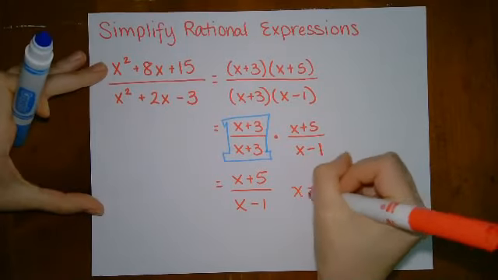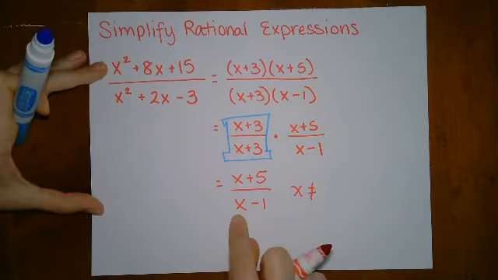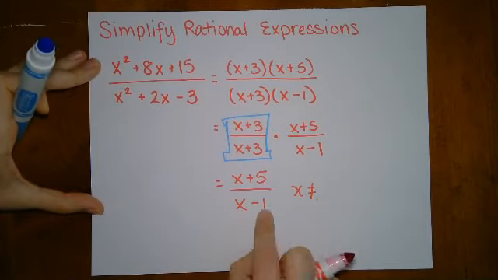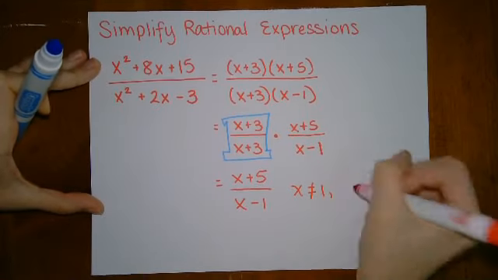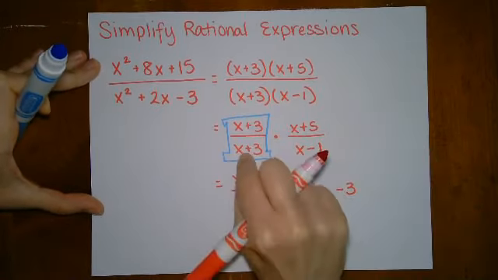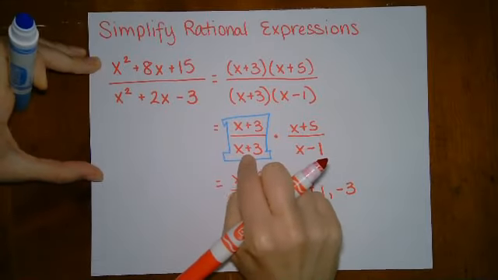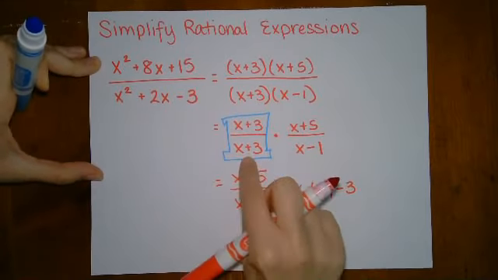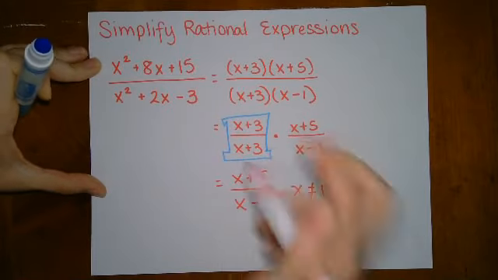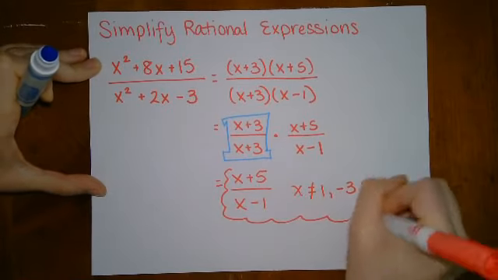Finally, I need to state the restricted values of x. X cannot equal 1 because 1 minus 1 would give us 0. It also will not work if x were negative 3, since then this would be 0 divided by 0, which is not equal to 1. So both of these values need to be restricted. And this is my final answer.